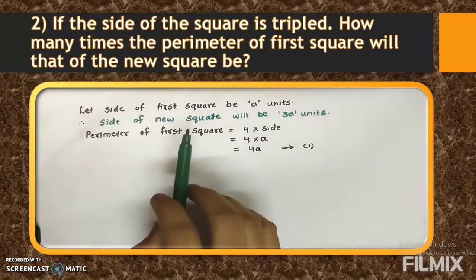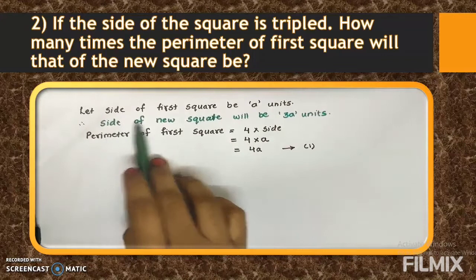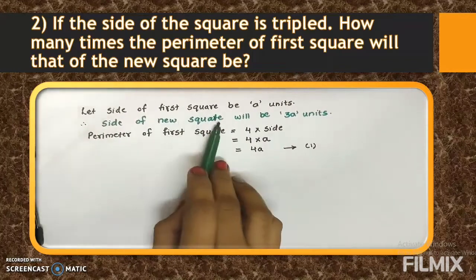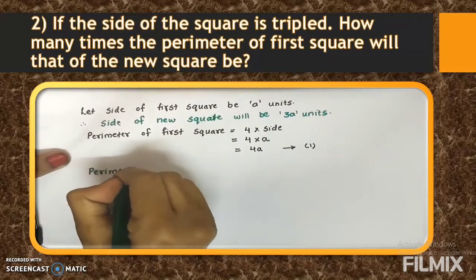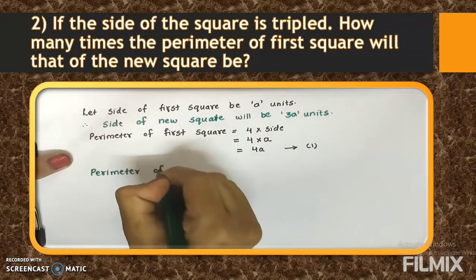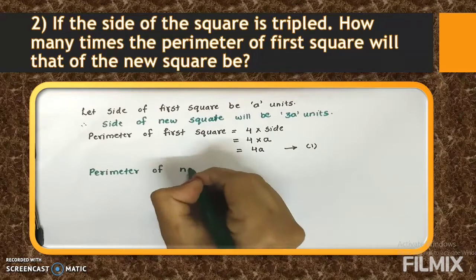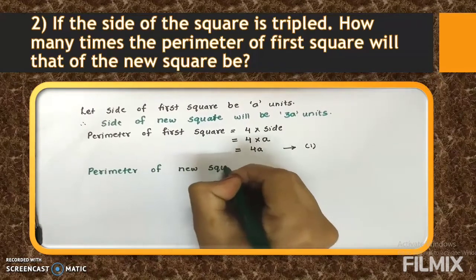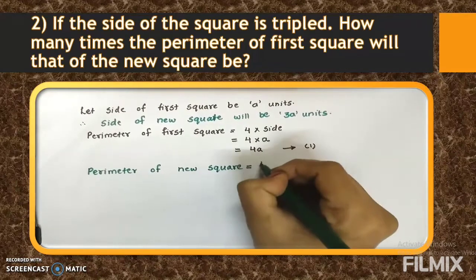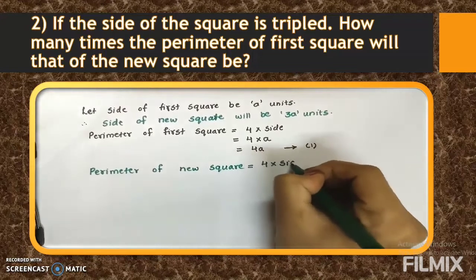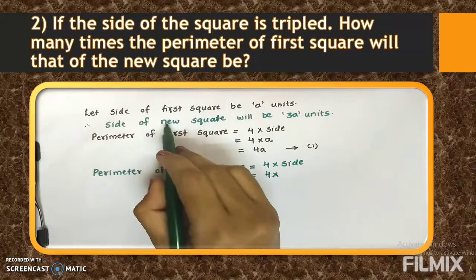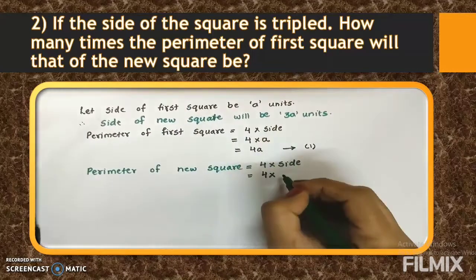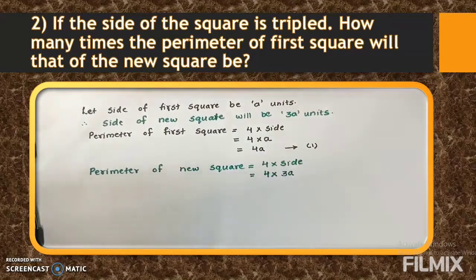Now in a similar way, what will we find out? Now we will find out the perimeter of the new square. So here we will write perimeter of new square. The formula will be the same. Perimeter of square is what? 4 into side. So we will write 4 same, side. What is the side of the new square? 3A. So here we will write 3A.